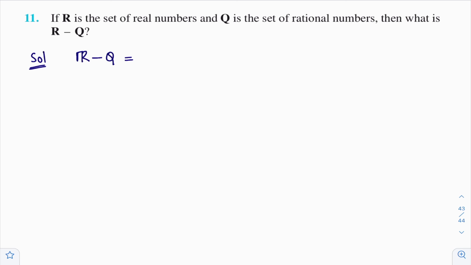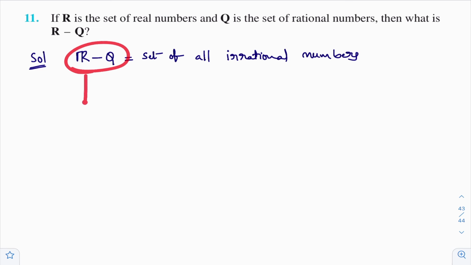R minus Q itself indicates the set of all irrational numbers. This is the notation, actually: R minus Q. If Q is the set of rational numbers, R minus Q is the set of all irrational numbers. Irrational numbers, you know, are root 2, root 5, root 11, such types of numbers. The numbers which are not rational are called irrational numbers.